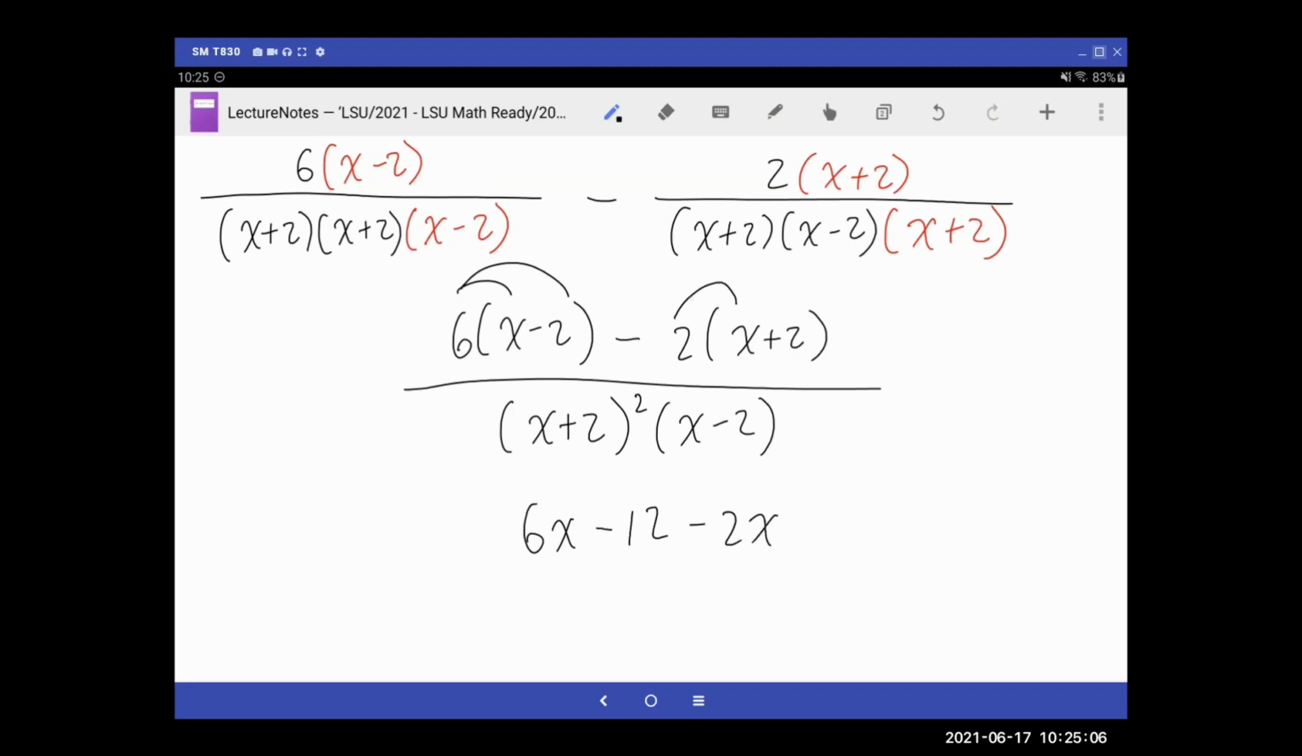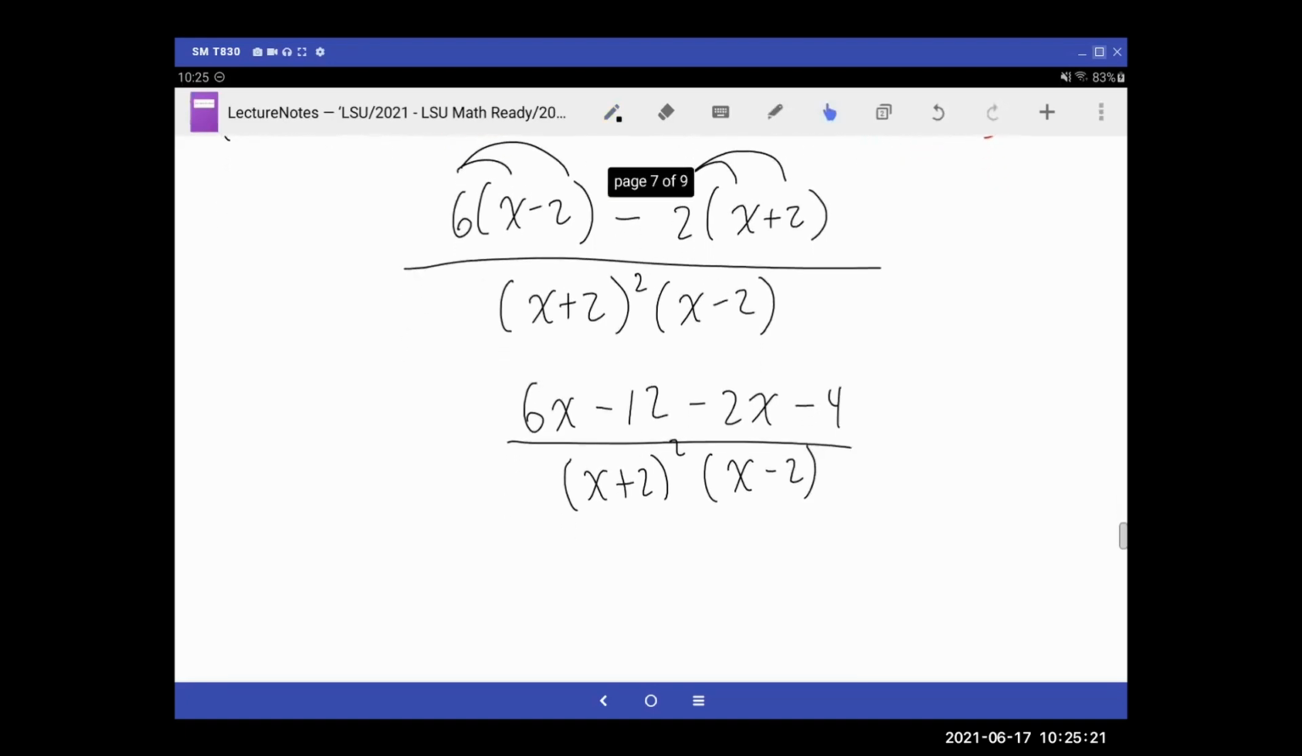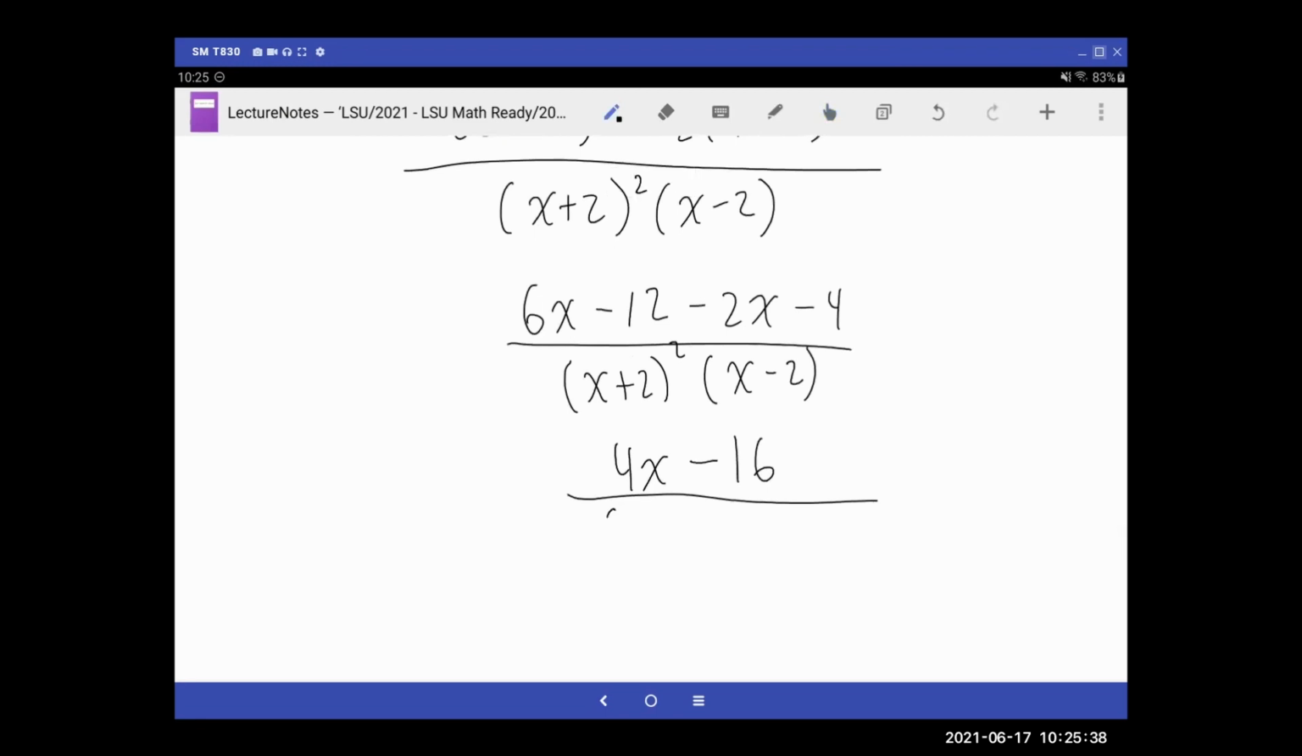Minus 2x minus 4, right? That minus sign carries over. Over x plus 2 squared, x minus 2. Six x minus 2x would give me 4x. Negative 12 minus 4 is negative 16. Over x plus 2 squared, x minus 2.